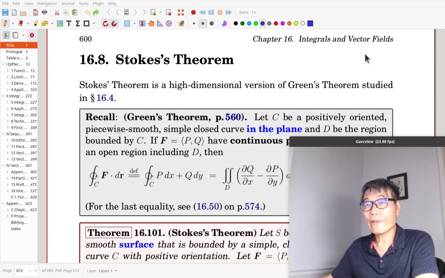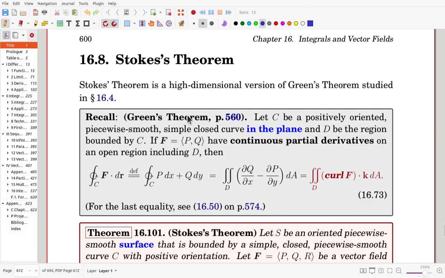Section 16.8, Stokes' theorem. Stokes' theorem is a higher-dimensional version of Green's theorem you studied earlier. Let's recall Green's theorem. C is a positively oriented simple closed curve in the plane, and D is the region bounded by the curve. The vector field is a two-dimensional vector field and has continuous partial derivatives.